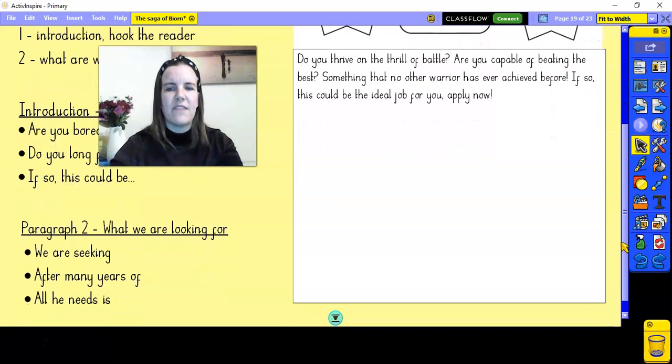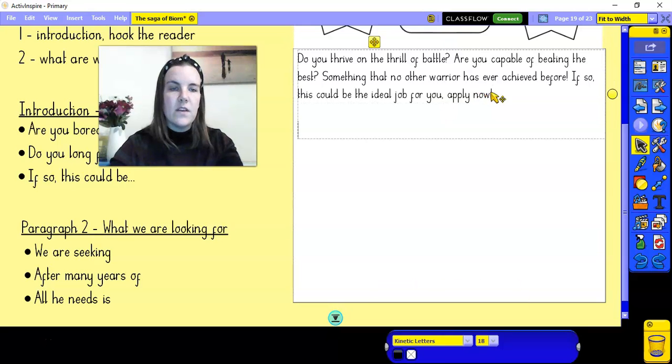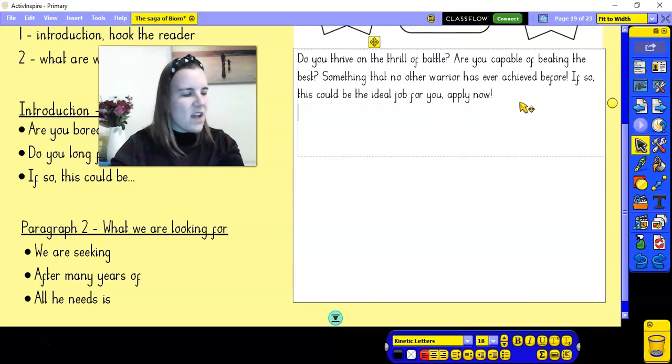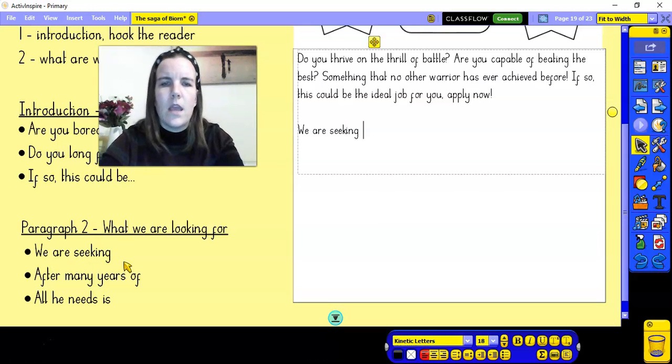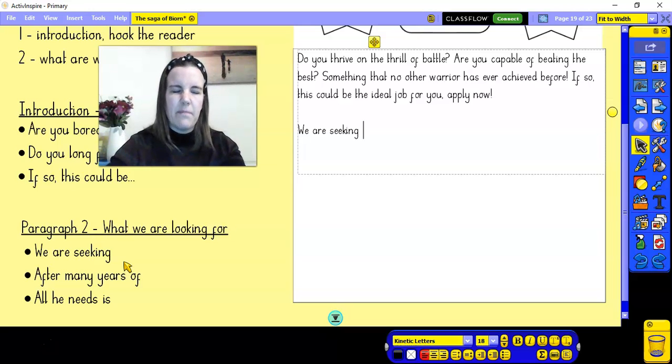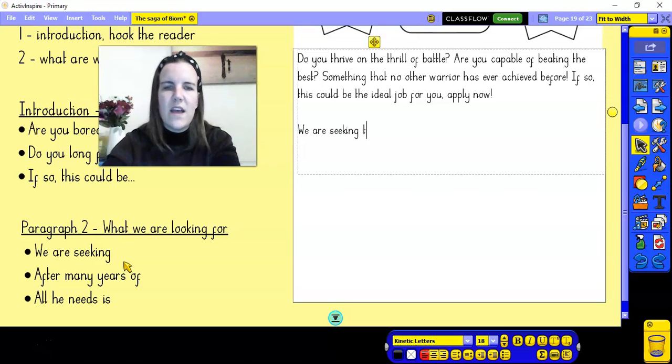And as I scroll down here, you can see that paragraph 2 is explaining a little bit about the job and the person that we're looking for. Okay, so I can use these sentence openers here to help me. And again, you've got more sentence openers in the Google Drive there to help you. Okay, so I'm going to start by using that sentence opener. We are seeking. Now I know seeking means looking for. Okay, so we are seeking the job that it is that they're looking for somebody to do. So we are seeking the.